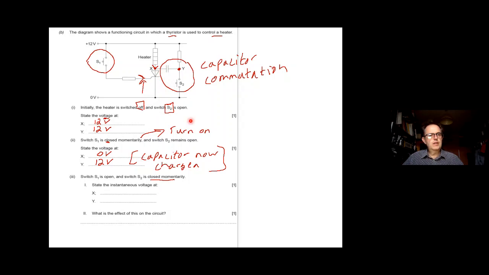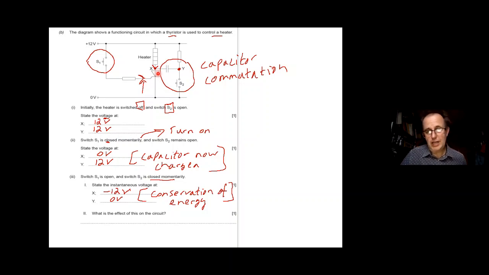Now, if S2 is momentarily closed, just for an instant in time, this is what happens. Y will have to go down to minus 12 because S2 is closed, that's touched the ground, there's the naught. So what you've got is the difference between there and there was 12 volts. It's got to keep it. It's down to something called the conservation of energy. The capacitor just can't lose that energy. All right, so basically, momentarily pressed, it keeps that potential difference of 12 volts.